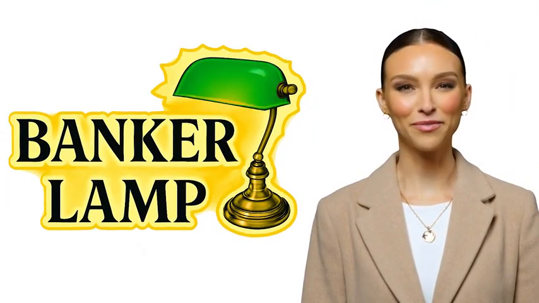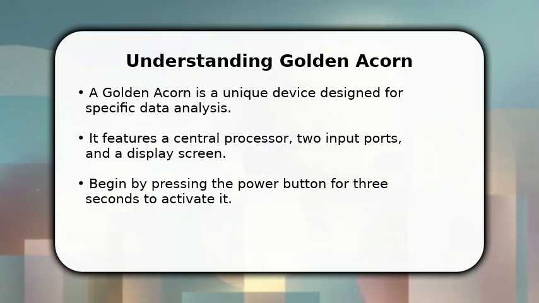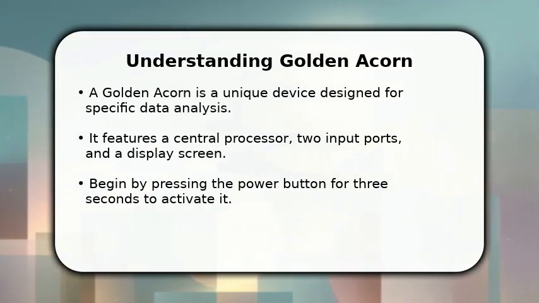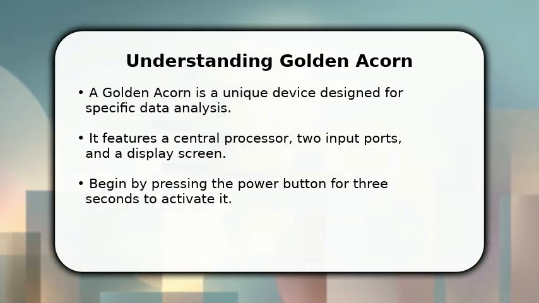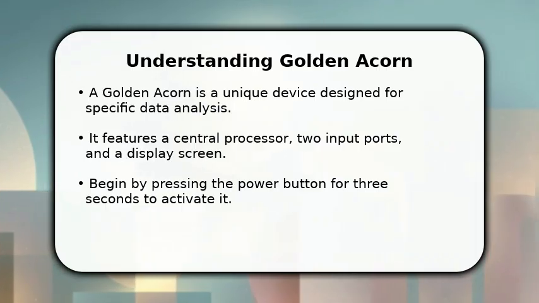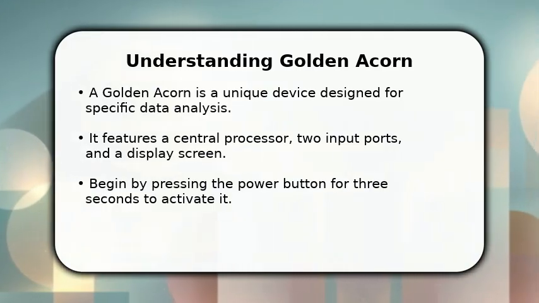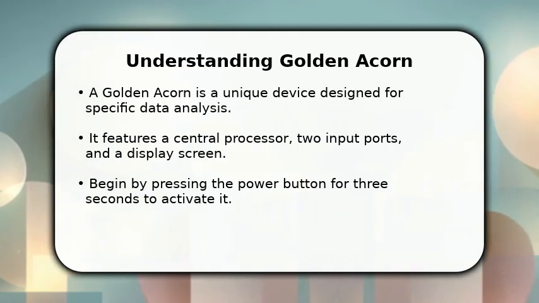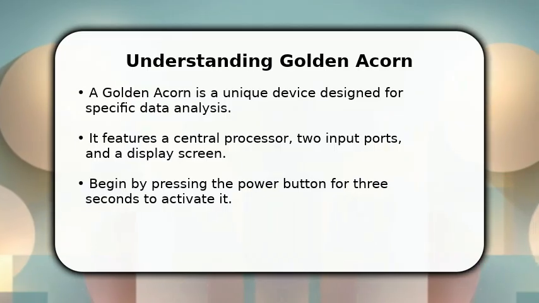Please enjoy the video. In this video, I will explain how to use golden acorn. First, let's understand what it is. A golden acorn is a specialized device for advanced data analysis, featuring a central processor, 2 input ports, and a clear display. To start, simply press and hold the power button for 3 seconds until the indicator light turns green. This initiates the system, preparing it for its primary functions.